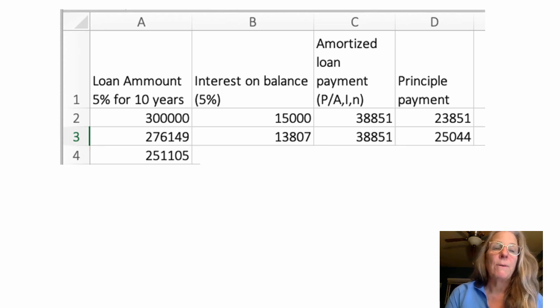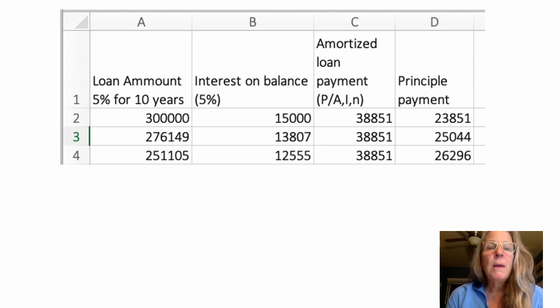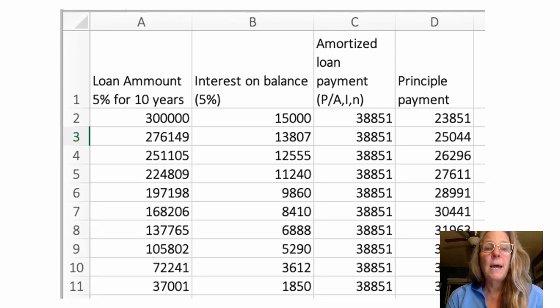The balance is going down. The next time, I'm going to take that 251,105 and multiply it by 5%, and that's the interest on that. The payment again is still the same. So by difference, the principal amount that I paid in that third time period is that amount. Then if I do it for all 10 time periods, you can see the payments are constant every year. The interest portion of the payment goes down because the loan balance goes down, and then the principal goes up because the interest goes down.